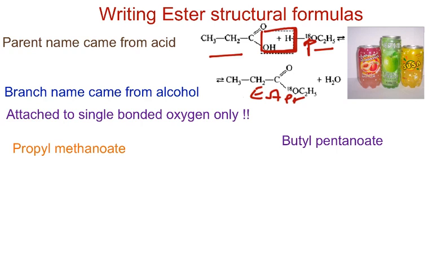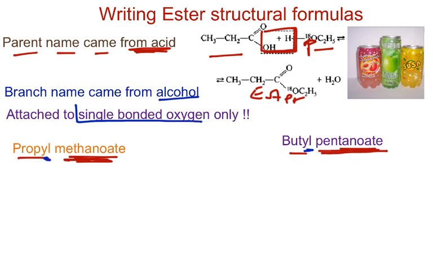When you're actually given a name and you have to write the structure, you must understand that the parent name came from the acid. In terms of the parent name, we are referring to the name that's in the back right here. And the branch name came from the alcohol. Now, it's always a branch, and from experience it always has a YL ending. So we must remember that's telling us the number of carbons that came from the alcohol, and the alcohol will be only single bonded to oxygens. All right, so this is the first example.